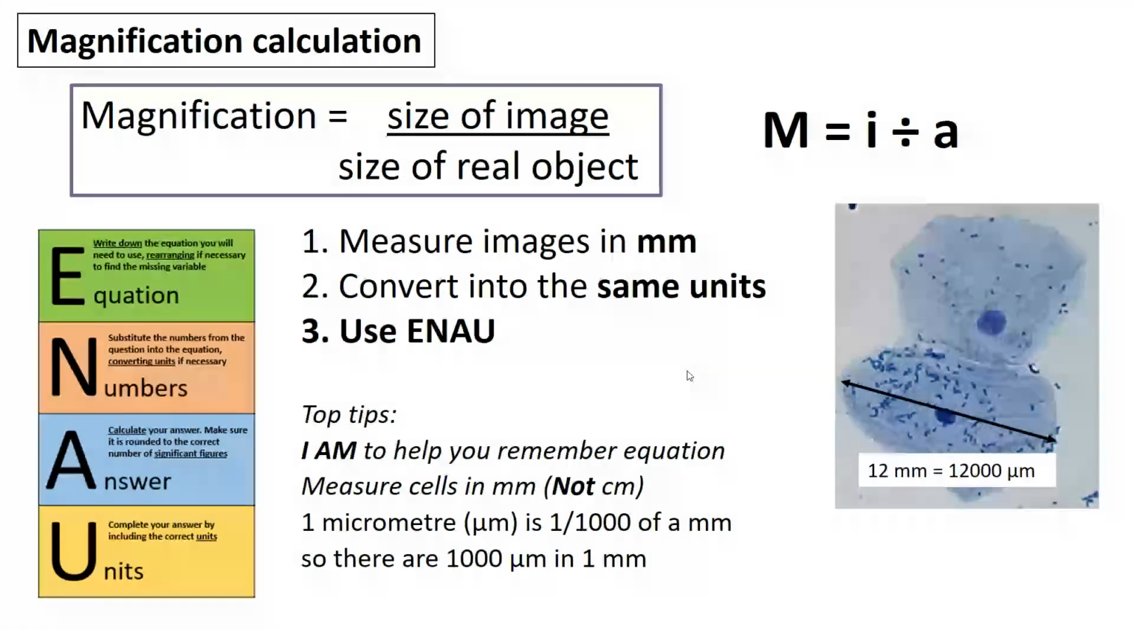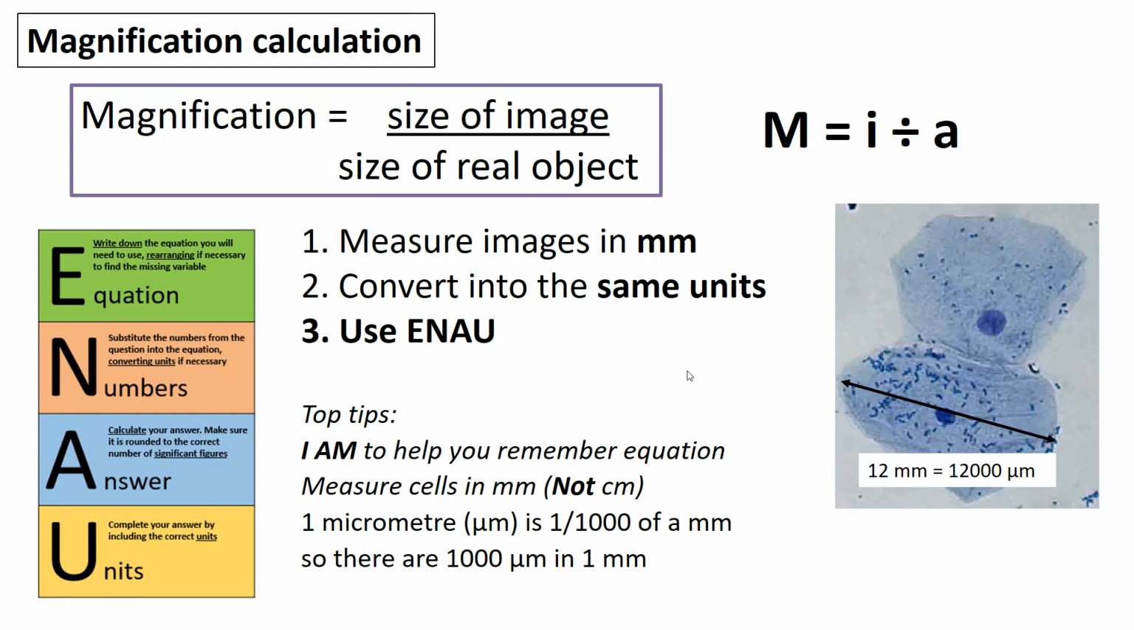You will also be asked to use the magnification equation. Now, this equation is not given to you on the paper normally. It might be in a foundation paper, but it won't be on a higher paper. So you'll have to go into your exam knowing this equation. And the equation is magnification is the size of the image divided by the size of the real object. So sometimes you would get the word actual in place of real object, but that is the actual cell that you're looking at. The size of the image is the picture. The image is the picture or the diagram that you're shown.